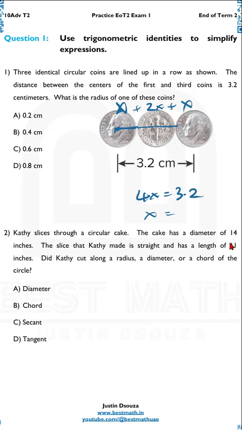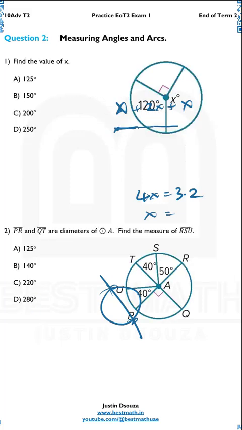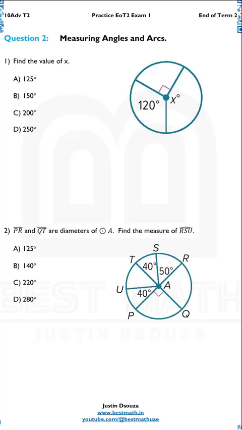Because the diameter is 14, the radius would be 7. If this is the cake, it is cut, but sadly it's not the diameter length. It is just a chord because it's 11 over here. It's not the diameter. So the answer over here is chord. And these are very simple. So let's take our calculators and solve them up.